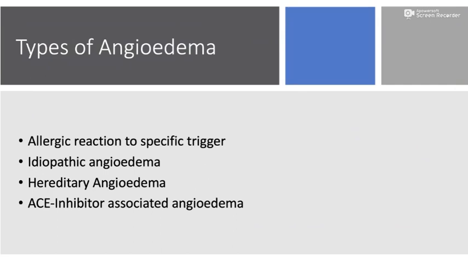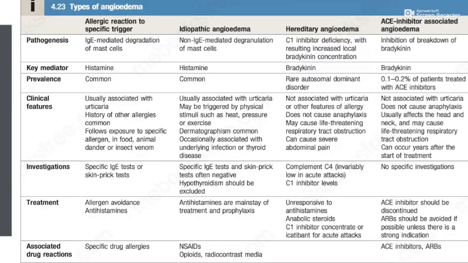Angioedema: allergic reaction to specific trigger, idiopathic, hereditary, and ACE inhibitor associated. This long table compares different types for us, we will come and see.